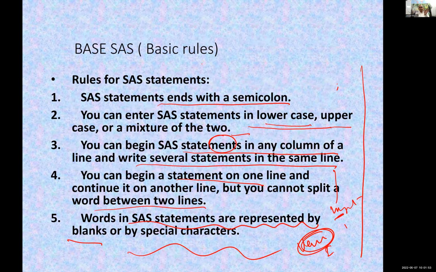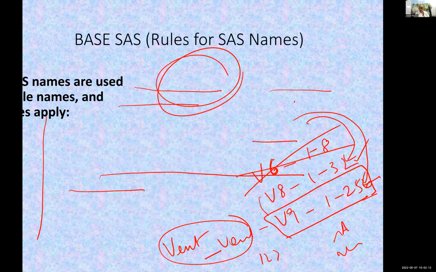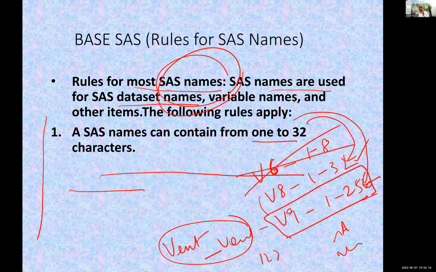When you are writing programs, these are the rules. Every SAS statement ends with a semicolon. You can write your SAS statements in lowercase, uppercase, or a mixture of the two. It doesn't matter. You can begin SAS statements in any column of a line and write several statements. You can begin a statement in one line and continue it on another line also. So these are all the rules you need to follow, particularly when you are writing your SAS programs.